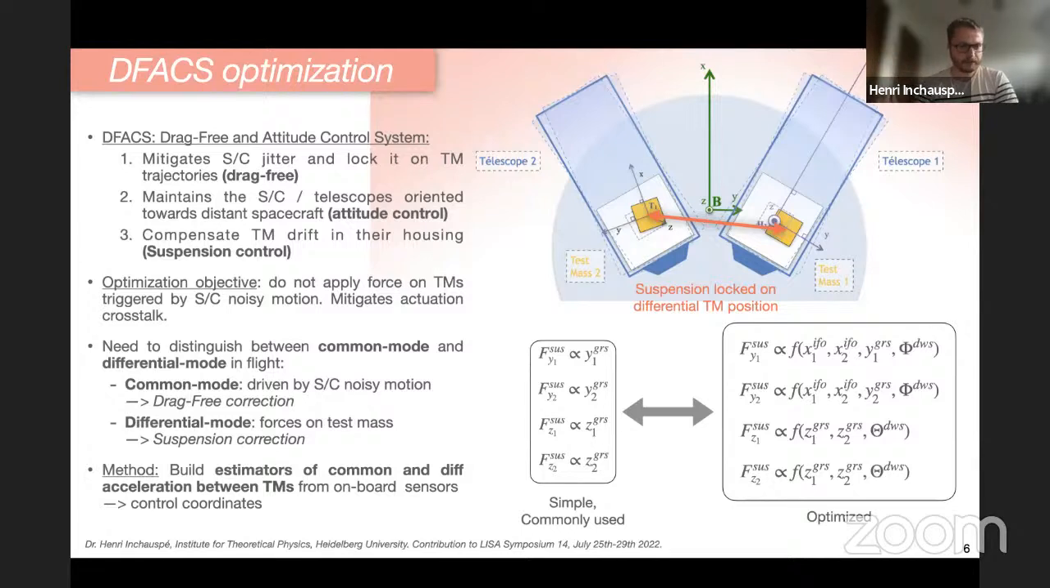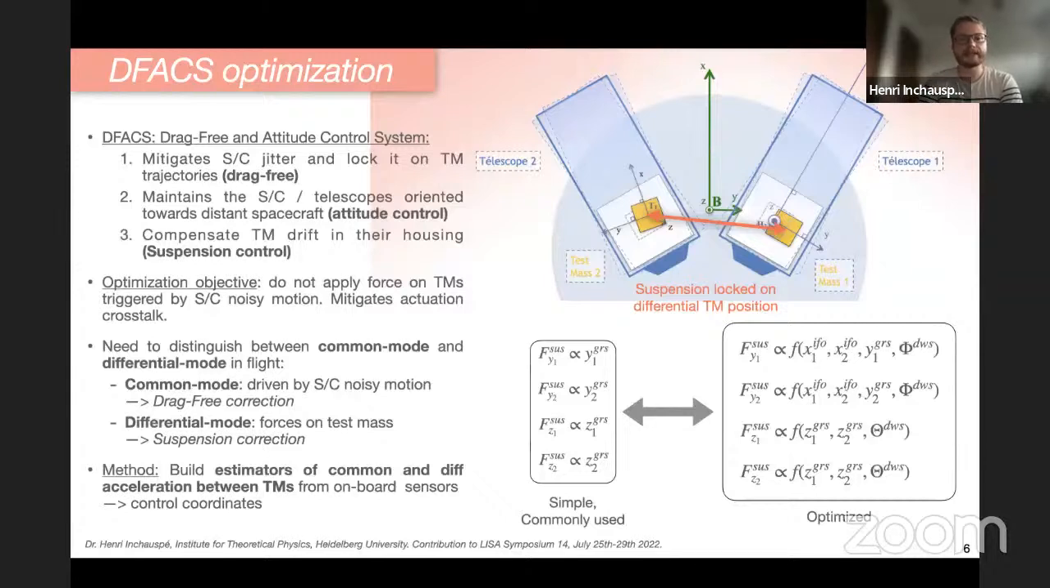Three main points: mitigate spacecraft jitter, that's drag-free. Maintain the spacecraft telescopes well oriented towards the distant spacecraft, that's attitude control. And compensate test mass drift one with respect to the other, and make sure they stay in place in the spacecraft, that's suspension control. So we wanted with this work to optimize the DFACS coordinates in order to make sure that this common mode control, drag-free, and differential mode suspension control are well isolated, so that you don't trigger forces on the test mass which are triggered by the spacecraft agitation. That is what you don't want, and in doing so, you mitigate the amount of force which is applied to the test mass. So you're defining very well common mode and differential mode.